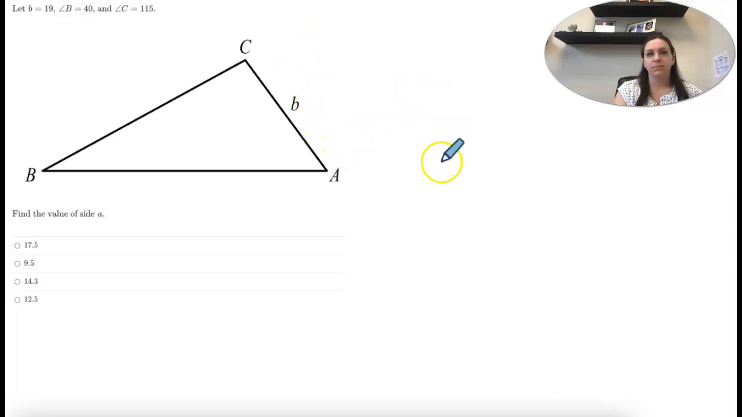So this section is law of cosine, or law of sines. The next one is law of cosines. So I'm just going to give you the theorem, and this is a true statement.